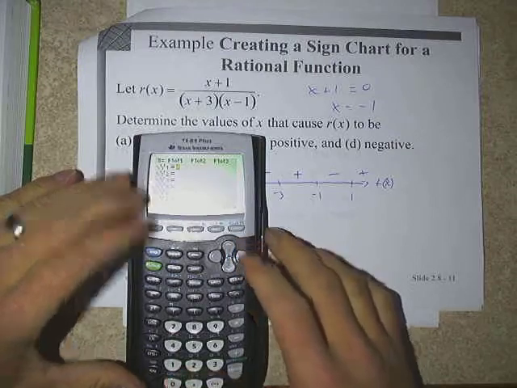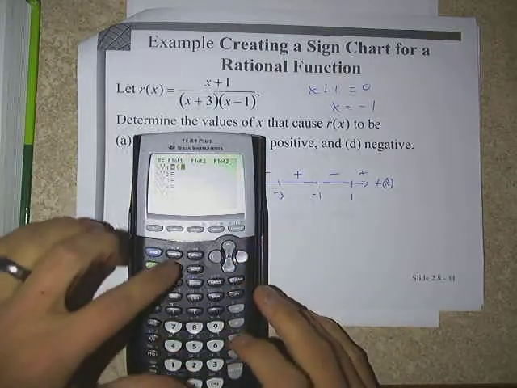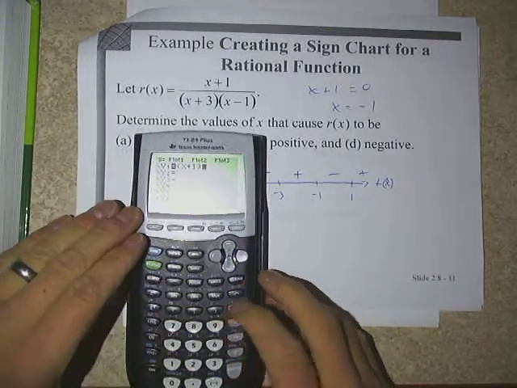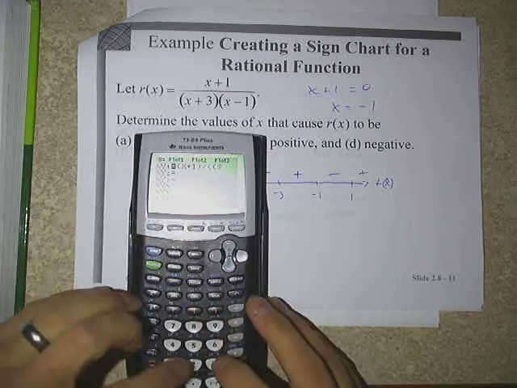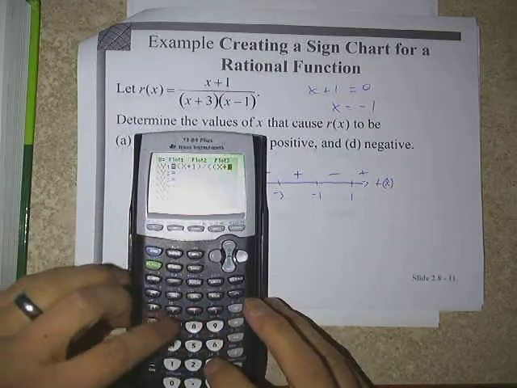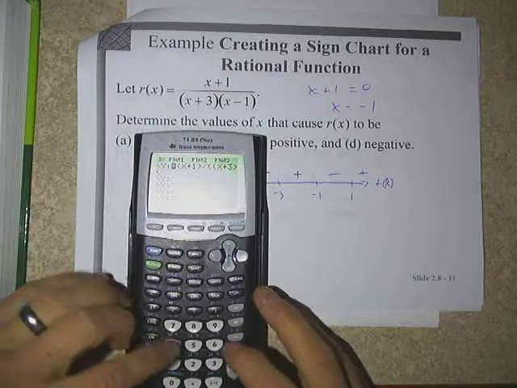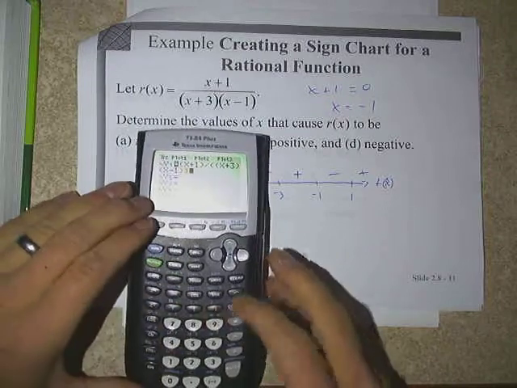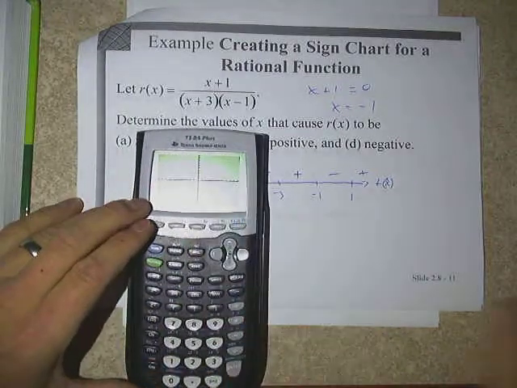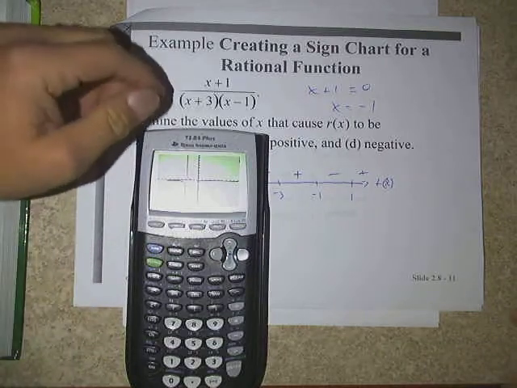And as always, we can verify that with a graph. So if we were to graph x plus 1 over x plus 3 times x minus 1.